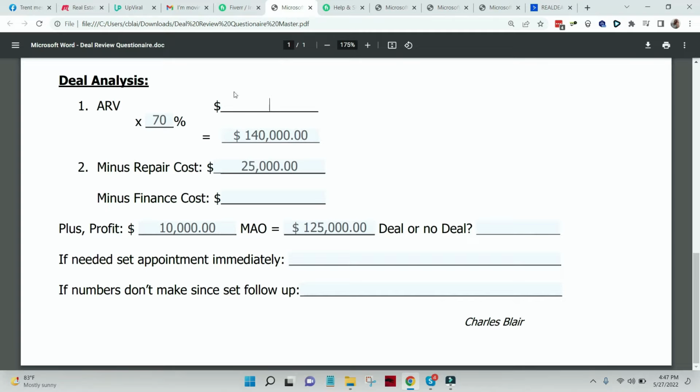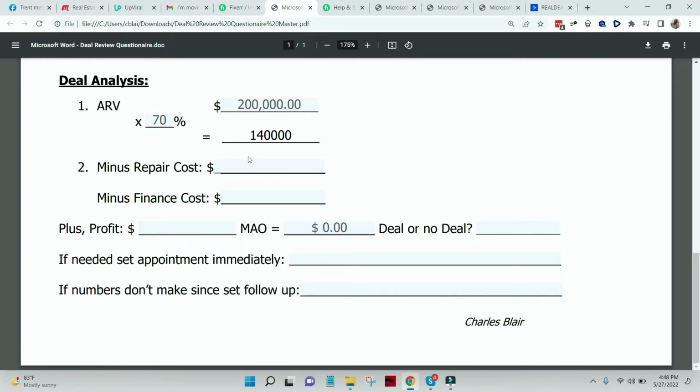I'm going to delete all the information out, and I'm going to show you exactly what I mean. Now let's say the actual valuation of this property is $200,000. Okay, so the valuation is 200. Now, using the maximum allowable offer, let's say the valuation in the neighborhood is 70%. So 70% times $200,000 equals $140,000. So we know 70% of 200 is $140,000.